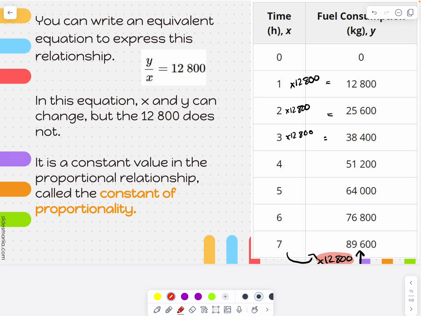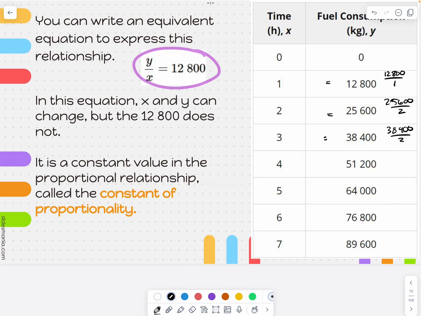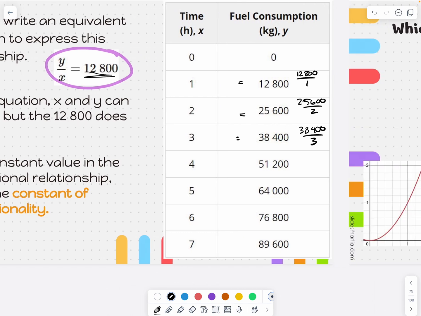The other way you could do it, and this is what this part here says, to calculate the constant of proportionality, you can take the y values, because maybe some numbers might be harder to see depending on the table you're working with. You can take your y values and divide by the x. And see, when you do that division, do you get the same number every time? And here you do. You get 12,800. So that is proportional.